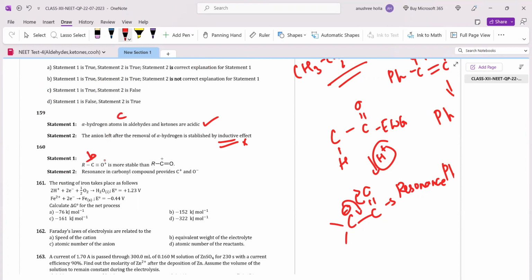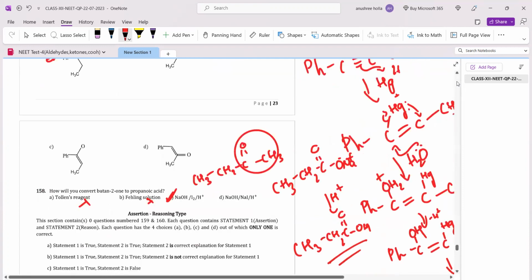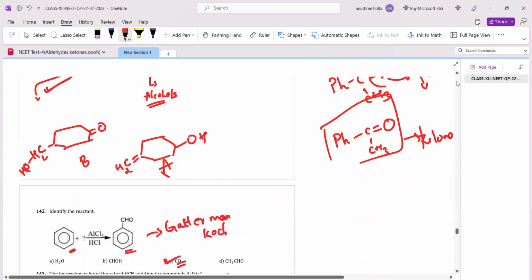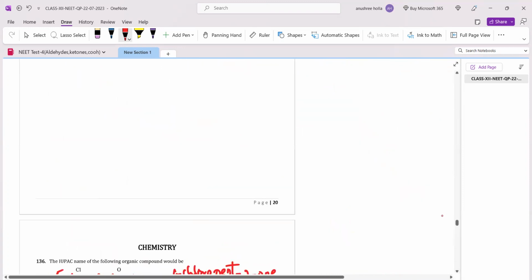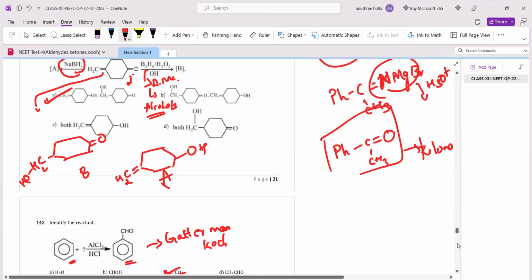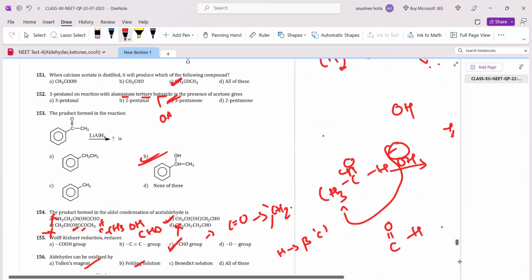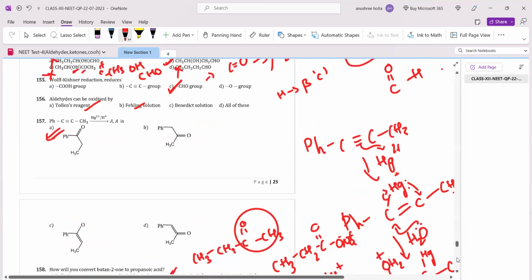Okay, so this is all about the solutions of NEET Test 4 on the chapter aldehydes and ketones. I hope you've understood everything. Thank you.